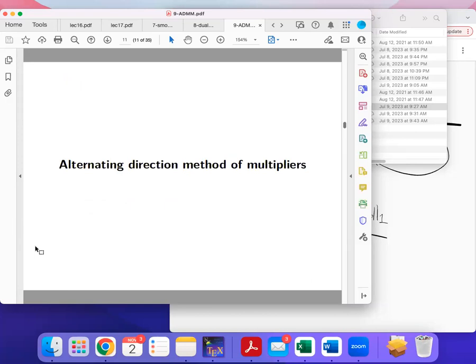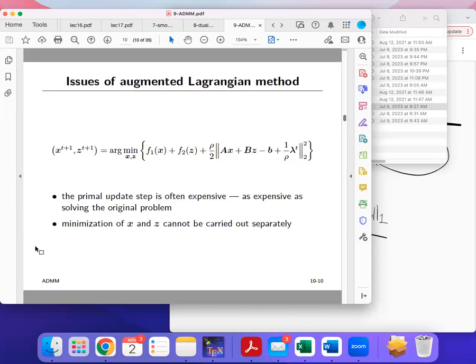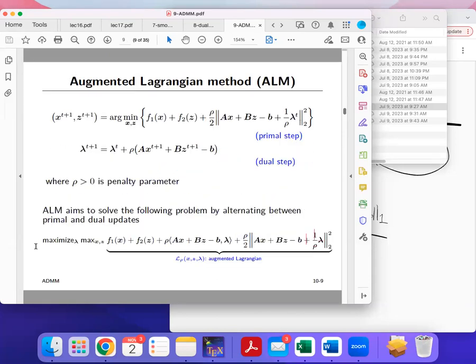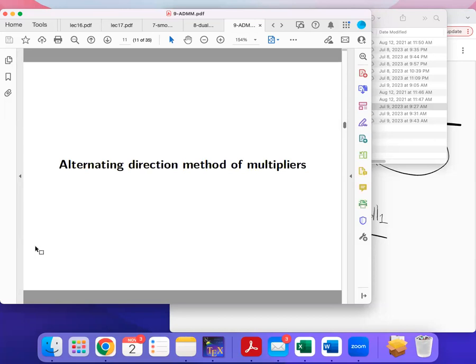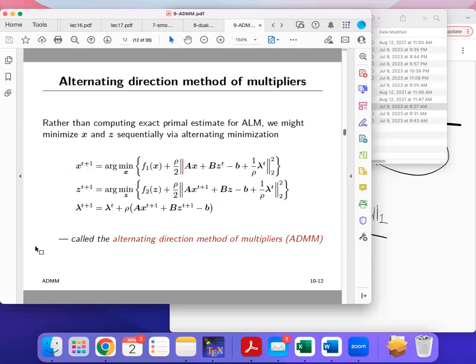And I think for the next lecture, we'll talk about an improved version of this ALM method, the augmented Lagrangian method. So this ADMM, alternating direction method of multipliers, is a very important algorithm to solve this type of problems. It starts from the augmented Lagrangian method. The idea is actually very simple.